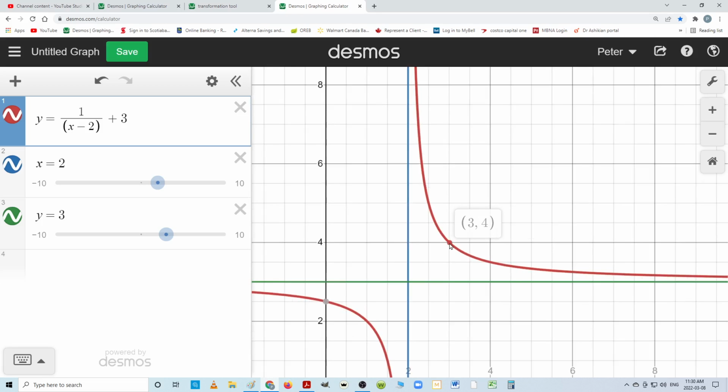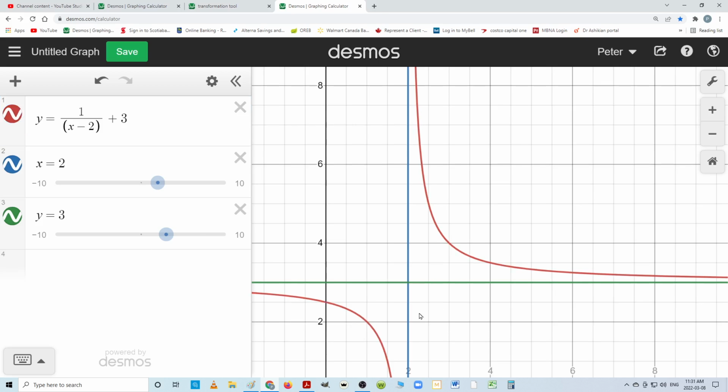There it is. Which means the negative version, which was negative 1 comma negative 1, if I add 2 to x, becomes 1. And if I add 3 to y, becomes 2. So I should see 1 comma 2 over here. And I do. So the 2 points translated nicely. The asymptotes translated. And this graph is making perfect sense.